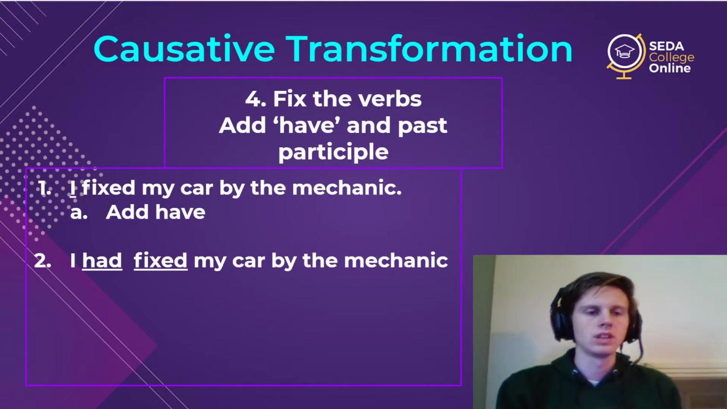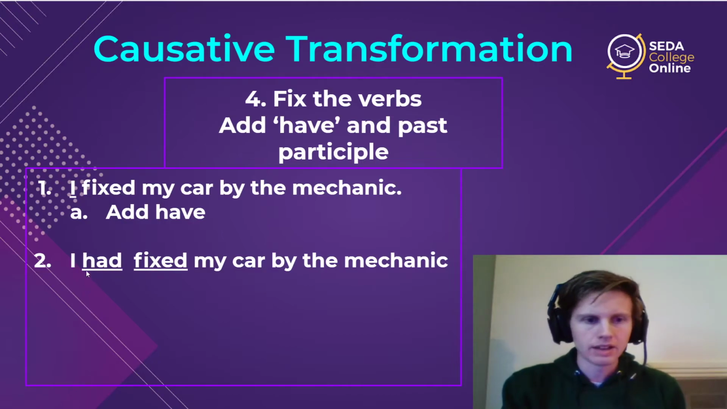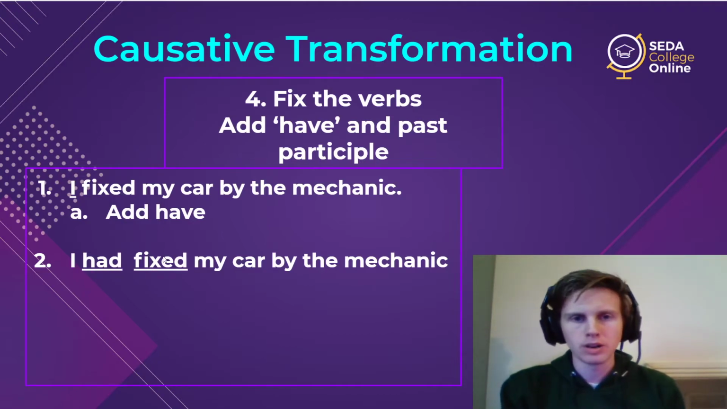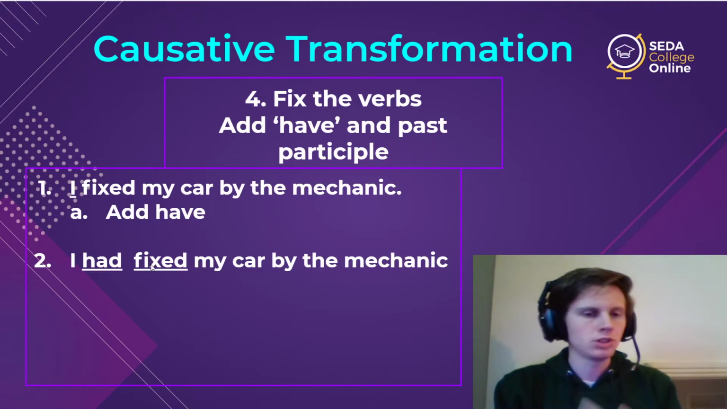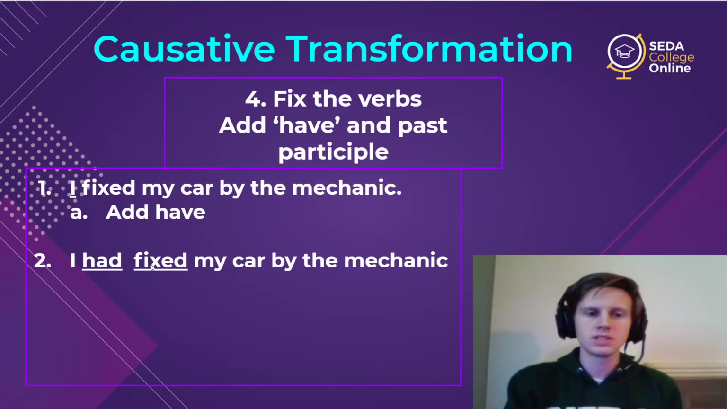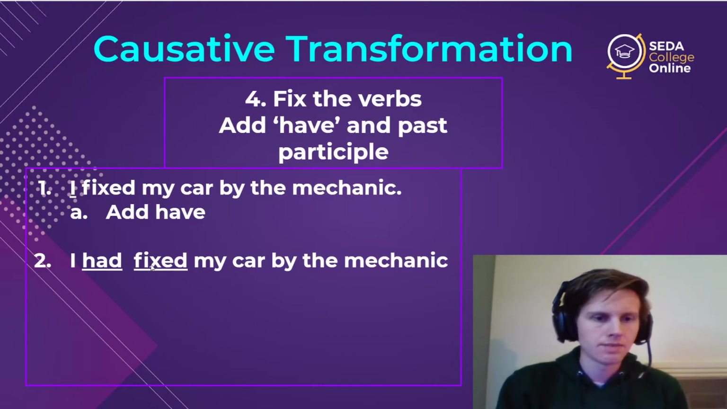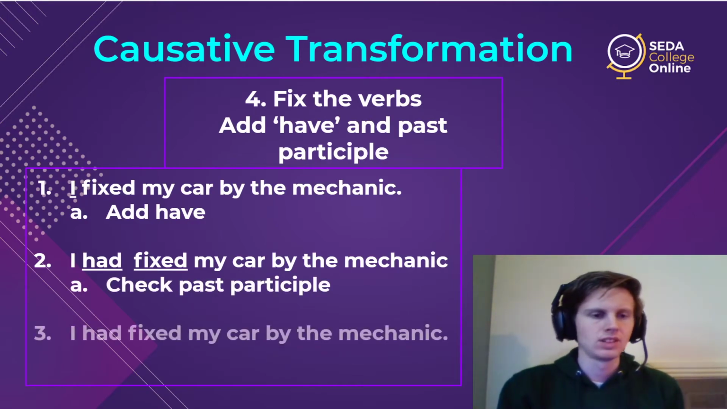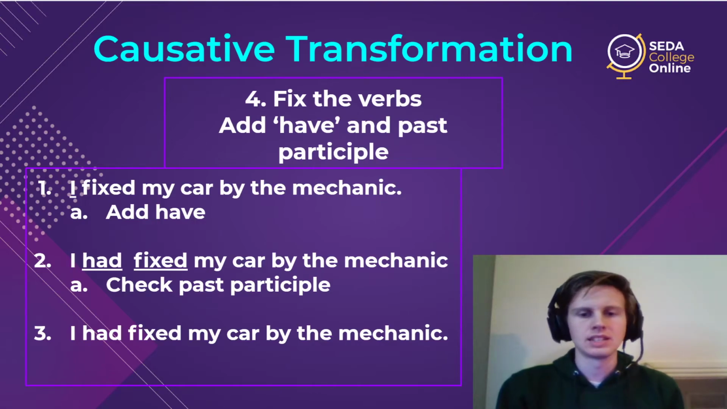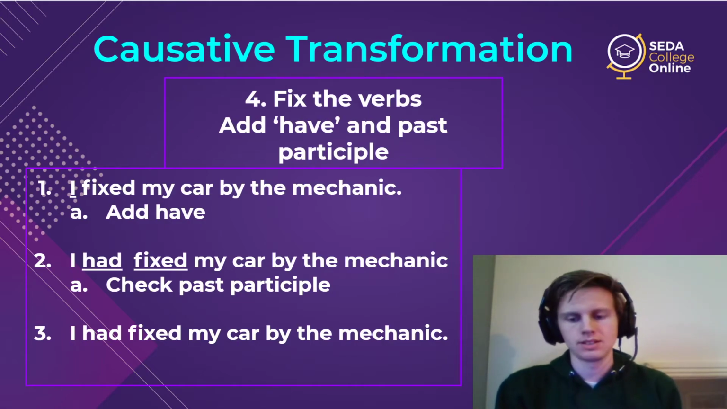There we go. Well, now I need to check. Okay, so I added my have, but is this the past participle? So, yes, no. Well, yes, it is. Fixed is a regular verb, so this is also the past participle, same as the simple past. So we're okay. So I check the past participle, and that's good. So then I have my sentence like this. I had fixed my car by the mechanic. So this is our next step in the process.